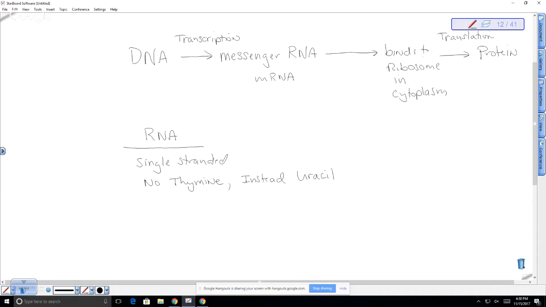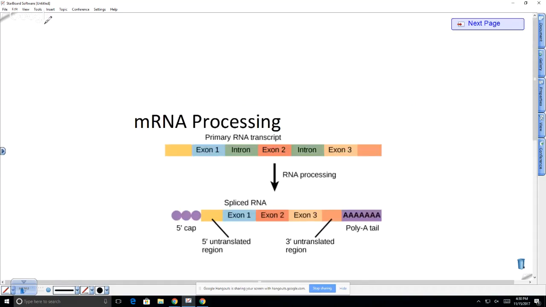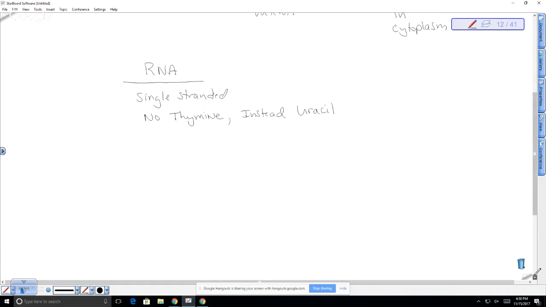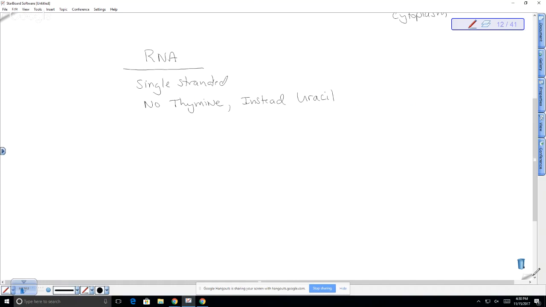Okay. So let's look at transcription first. We'll talk about that later. Okay, so let's say that I have a piece of DNA that I want to transcribe, and we only transcribe one strand. So I'm just going to kind of randomly put in some letters here.